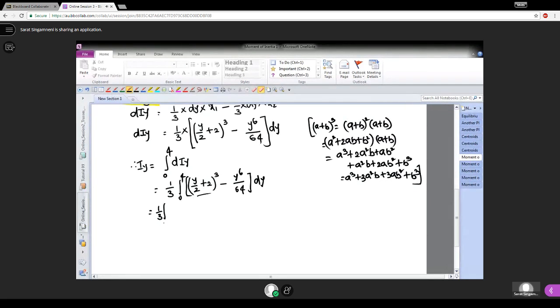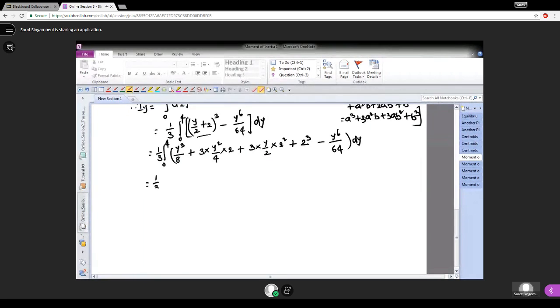1 over 3 integral 0 to 4, a cube is (y over 2) whole cube, y cubed over 2 cubed, which is 8, plus 3 times a squared b, which is 3 times y squared over 4 times 2, plus 3ab squared, 3 times y over 2 times 2 squared, plus 2 cubed, minus y to the power 6 over 64 dy. So this is equal to 1 over 3 integral 0 to 4. y cubed dy is y to the power 4 over 4 times 8, 32.